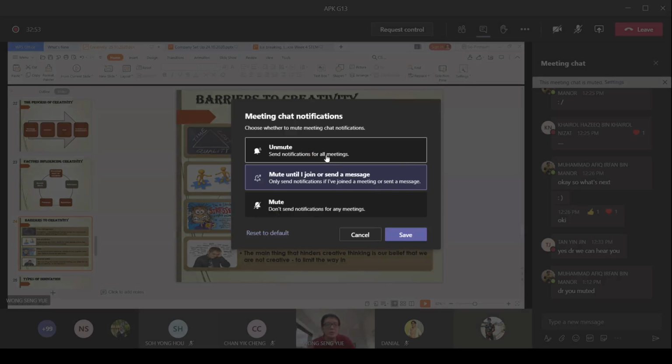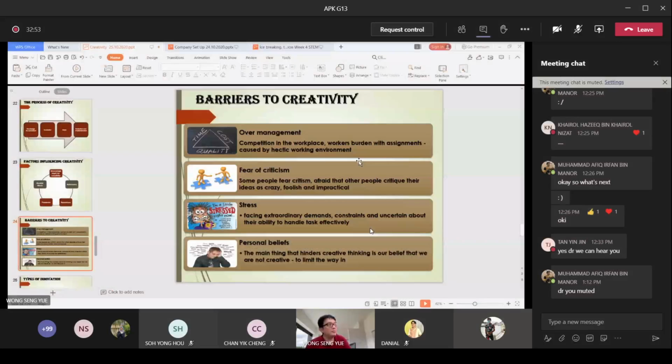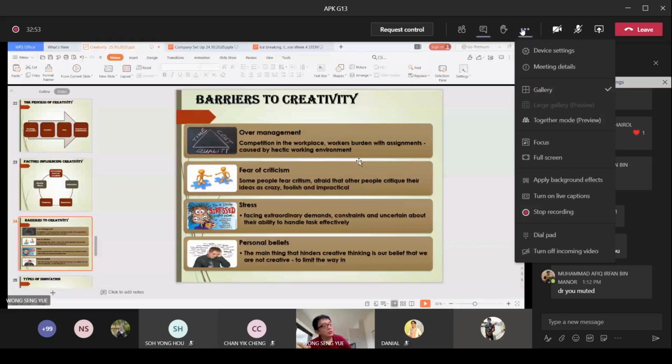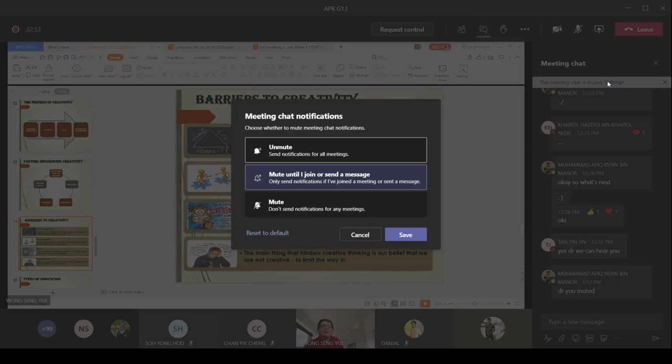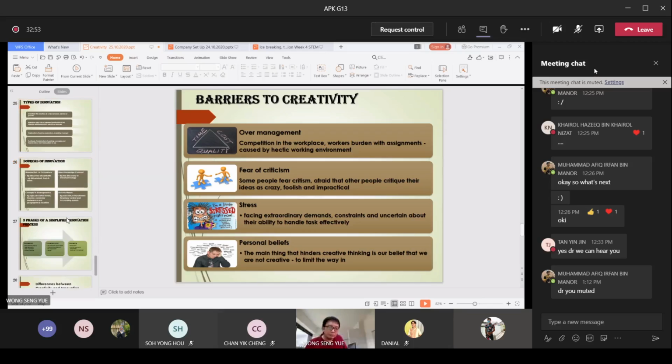and don't criticize them or put too much stress on your team members, and do not have some personal belief. For example, your handphone cannot have a certain number, or in your keyboard. So don't make this a very weird personal belief, because it will be a barrier to your creativity.